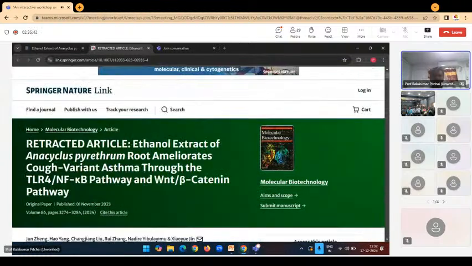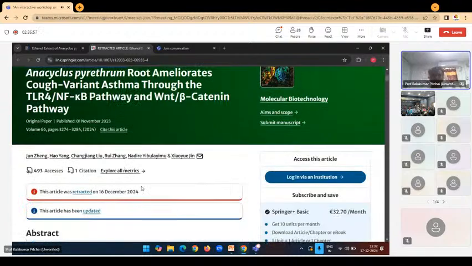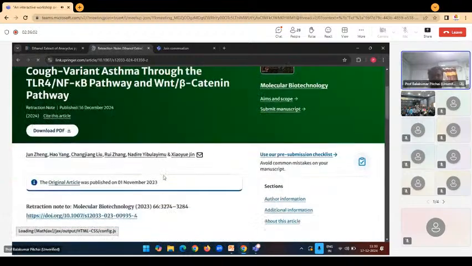See here, it is written "retracted article". Suppose when you are referring to it, the article might not have been retracted. When you are submitting the manuscript after two or three months, it might have been retracted. So you have to check all the references again, whether they are retracted or not. That is the most important thing.